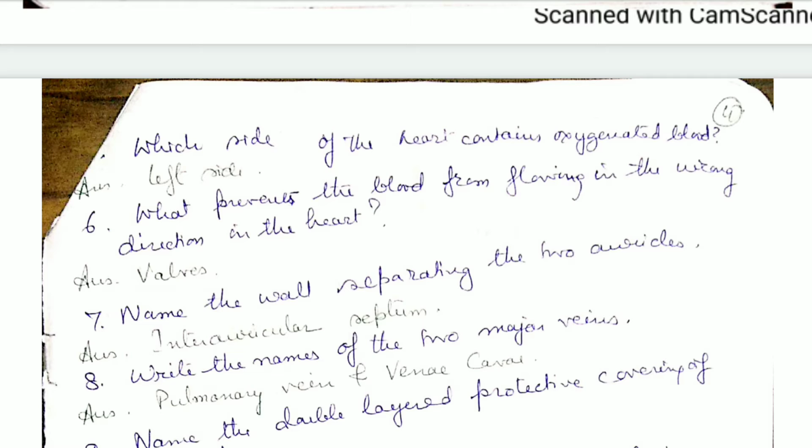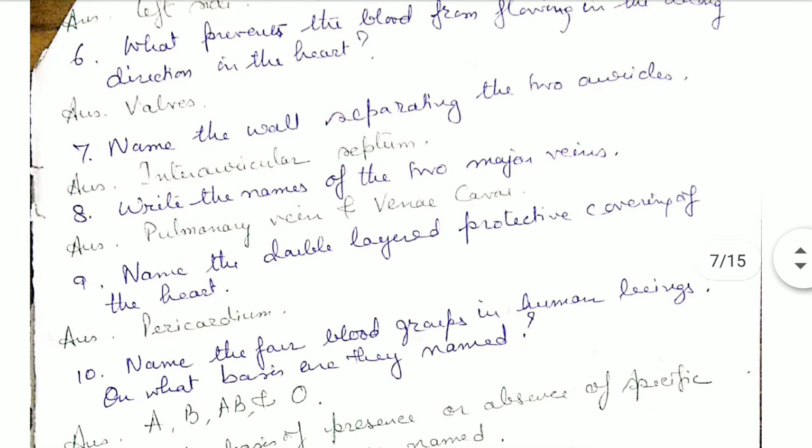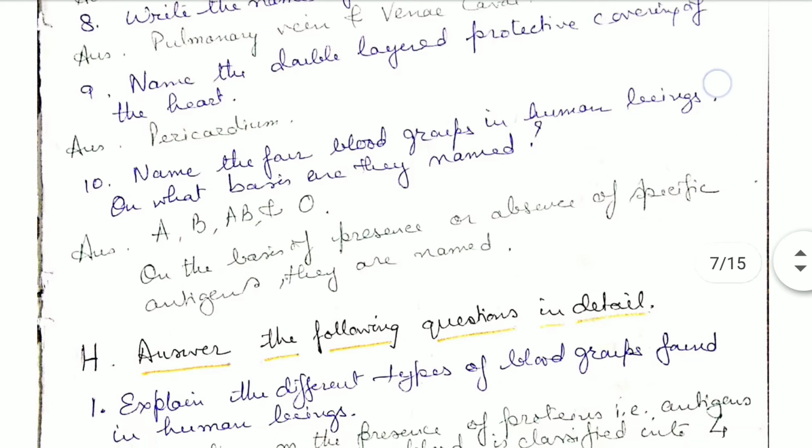What prevents the blood from flowing in the wrong direction in the heart? That is the valves. The blood cannot flow back because of the valves. Now, name the wall which separates the 2 auricles. It is interauricular septum or interatrial septum. Then write the names of the 2 major veins: pulmonary vein and vena cava. Then name the double-layered protective covering of the heart. It is pericardium.